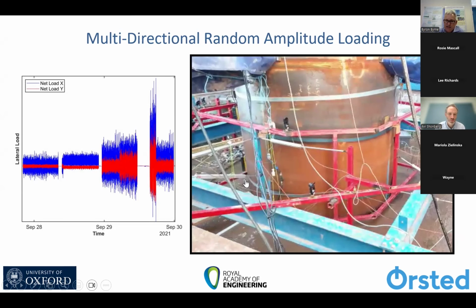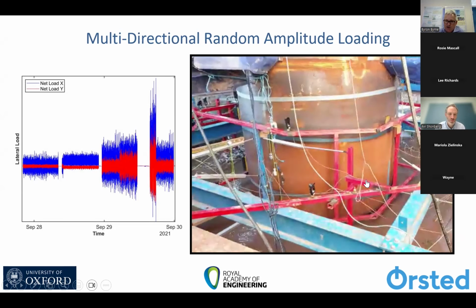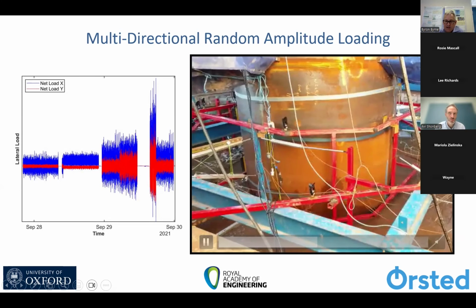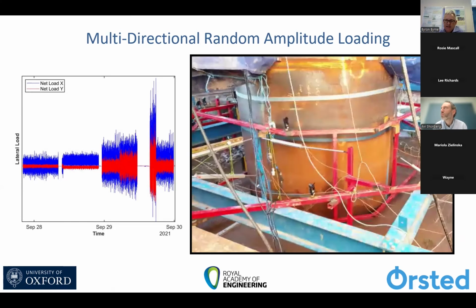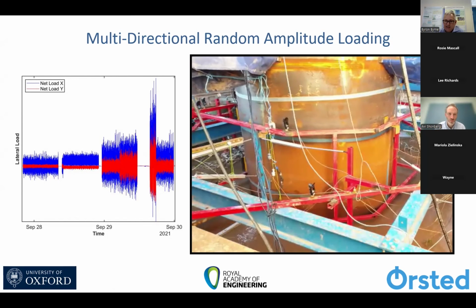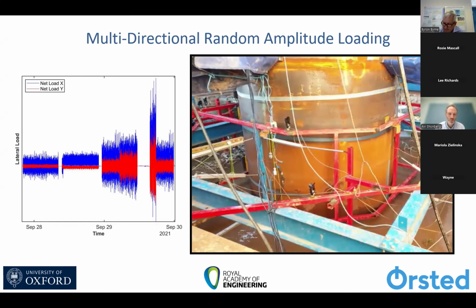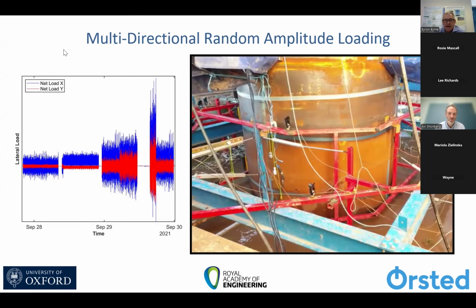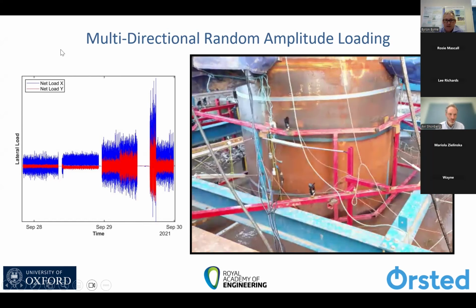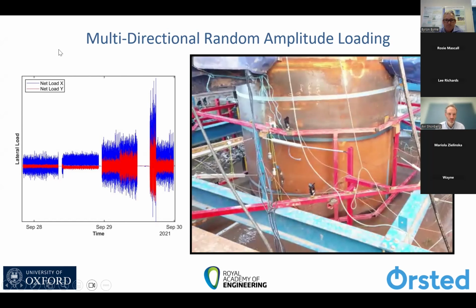You can also see all the instrumentation trying to measure the motion in 6 degrees of freedom. It's a complex process. It requires quite a lot of processing post the test. We had a lot of redundancy of measurement to ensure that we could capture everything. So very exciting testing and very interesting results that come from it.